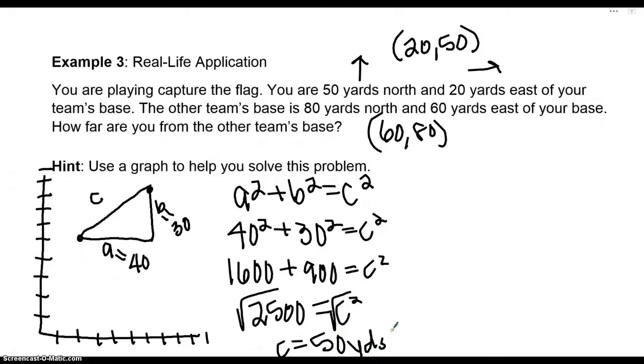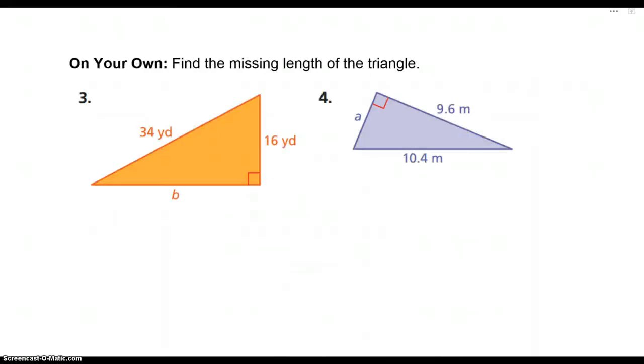So this graph part really helps you solve this type of problem. All right, try these on your own and pause it, and then when you're ready, hit play and I'll walk you through it.